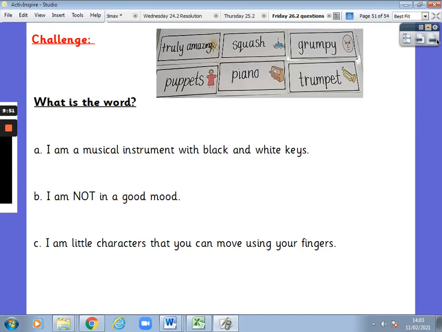Challenge. Today we have 6 new words from our word wall. We have got truly amazing, squash, grumpy, puppets, piano, and trumpet.